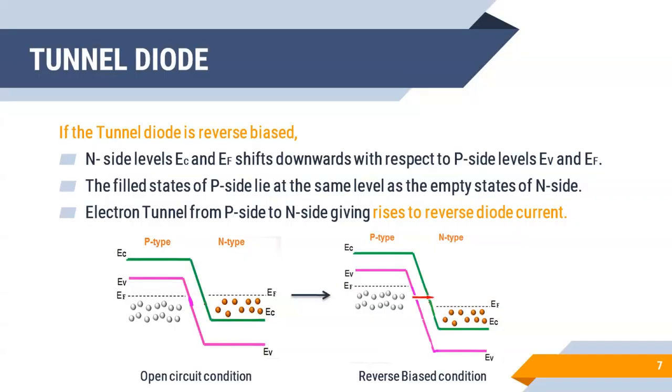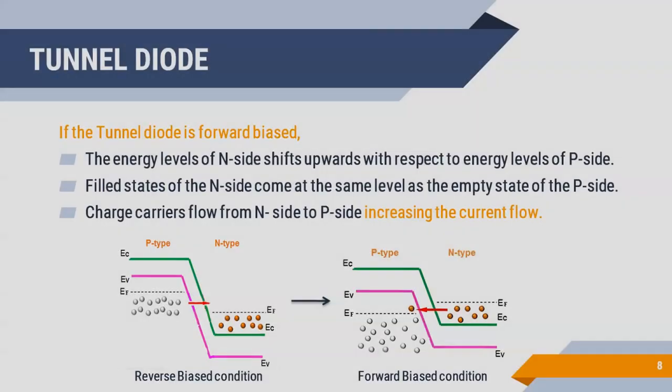Now we are going to give reverse bias to the tunnel diode. Whenever we give reverse bias, the barrier potential will be increased, and so the potential energy increases. In this diagram, we can clearly see that the conduction band as well as the Fermi level in the N side shift downwards with respect to the P side. So filled states of the P side will be at the same level as empty states of the N side. So automatically electrons from the P side will try to move into the N side. This is clearly shown by the arrow mark in the diagram. This condition will increase the reverse diode current.